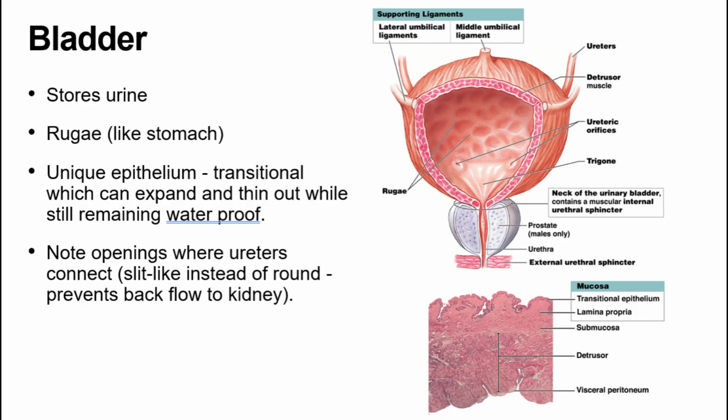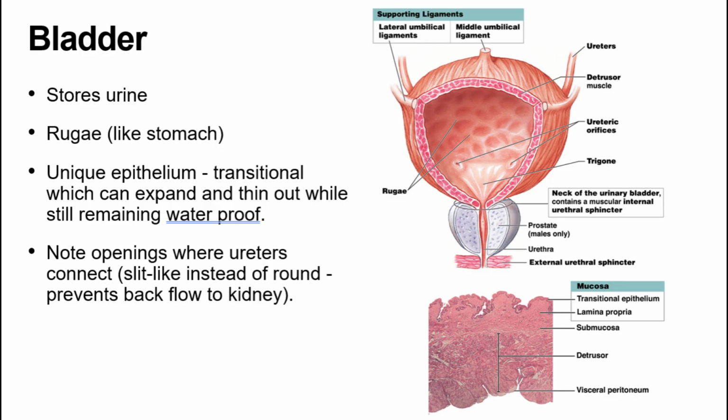A few things to be aware of. We have the detrusor muscle. This is the muscle that surrounds the bladder and what allows us to squeeze the bladder and empty it. You can have issues where it's gotten so stretched out, it's not really working and you're having trouble either storing urine or releasing it appropriately. But that's our detrusor muscle. You also have some ligaments: two lateral umbilical ligaments and a middle umbilical ligament. These are related to formation in utero.